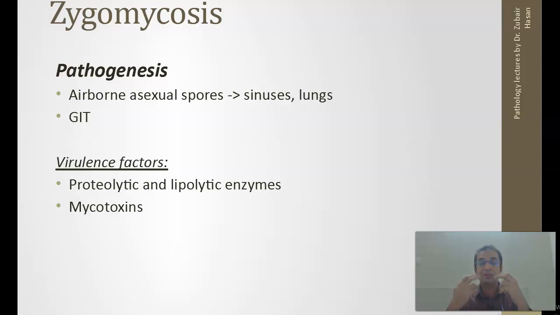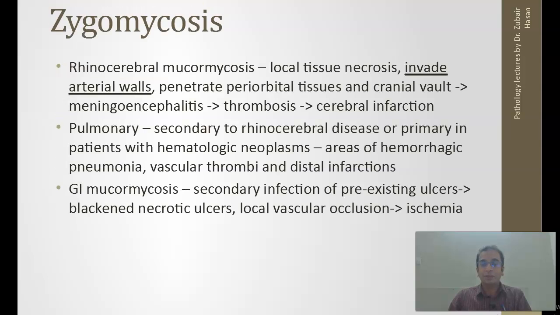Sinuses, the paranasal sinuses; they involve the lungs, they involve the gastrointestinal tract, and they have proteolytic and lipolytic enzymes, and mycotoxins, which are the fungal toxins. Now, mucormycosis is of three types. Rhinocerebral mucormycosis involves the sinuses and the central nervous system. They cause local tissue necrosis. They invade the arterial walls. They penetrate orbital tissue and cranial vault, causing meningoencephalitis, thrombosis, and cerebral infarction. They invade the CNS. That's why we are very worried about them.